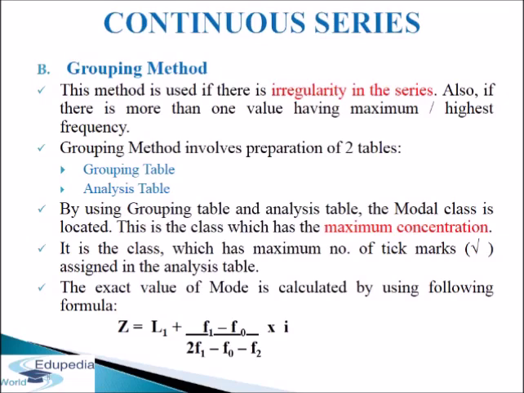The process of preparing grouping table and analysis table is the same as we have discussed in discrete series. The only difference is that x is in the form of class interval in continuous series as against definite value in discrete series. The exact value of mode is calculated by using the formula, that is Z equals L1 plus (F1 minus F0) divided by (2F1 minus F0 minus F2) into I. Abbreviations of this formula are the same which we have discussed in the earlier slide.